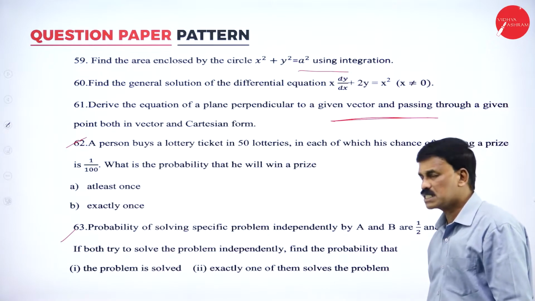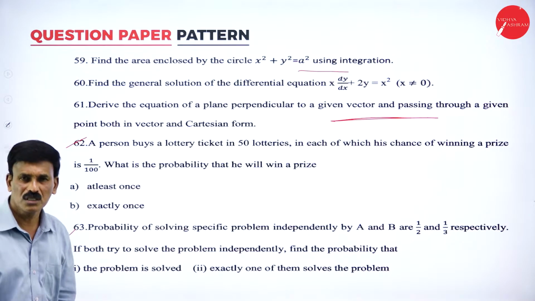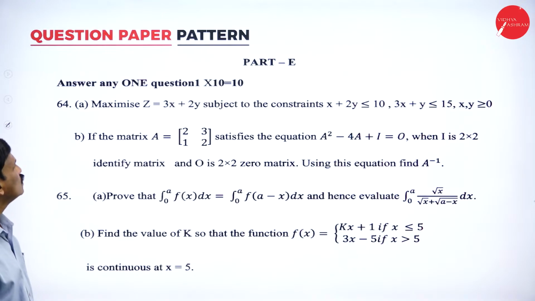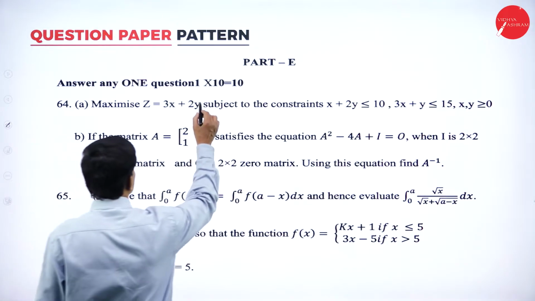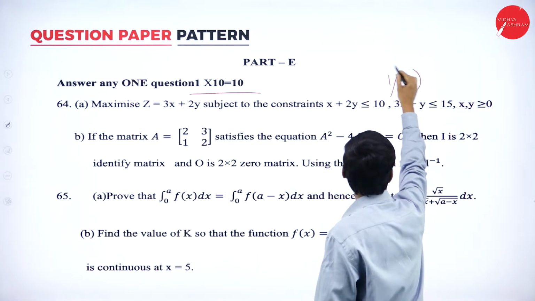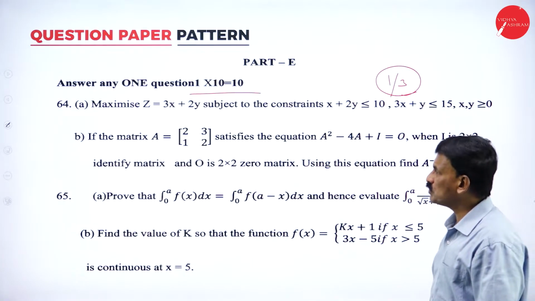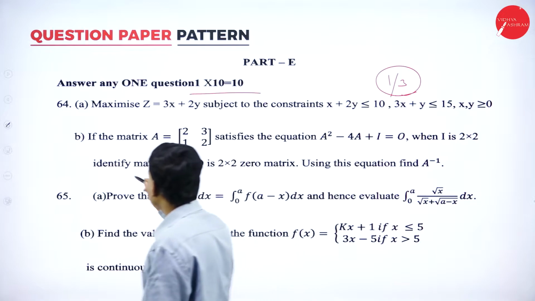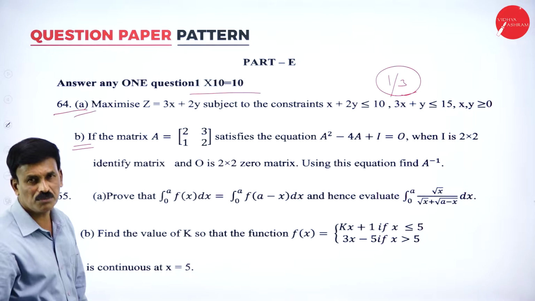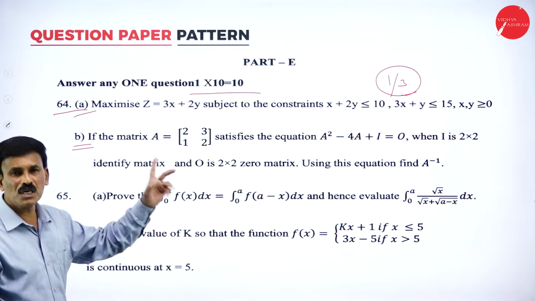Now after this, let us come to the next very easy and important part, that is Part E. In Part E, you will have 3 questions, and you are going to answer only one question out of 3 for 10 marks. Each question contains 2 sub-questions. See 64, it contains A and B. You have to answer both A and B; A and B are compulsory.